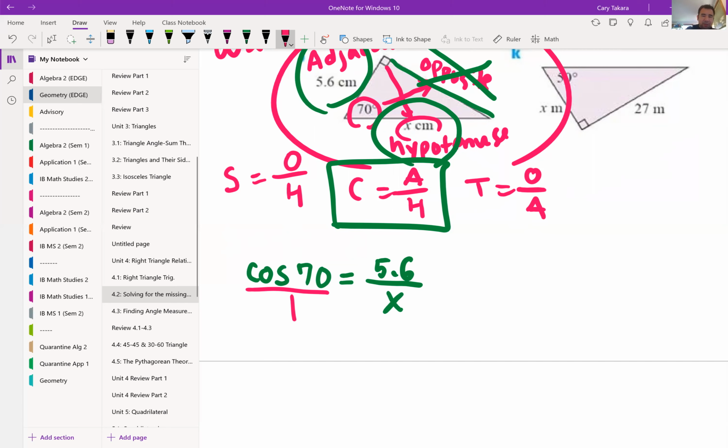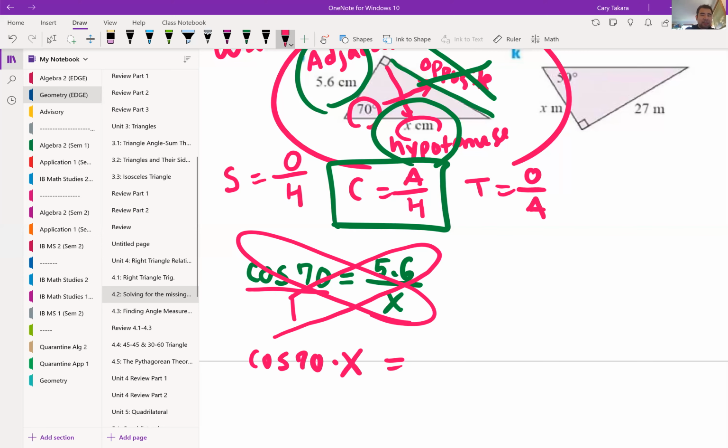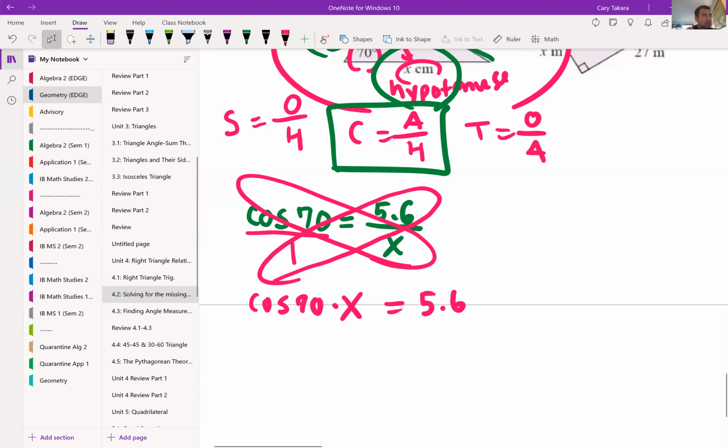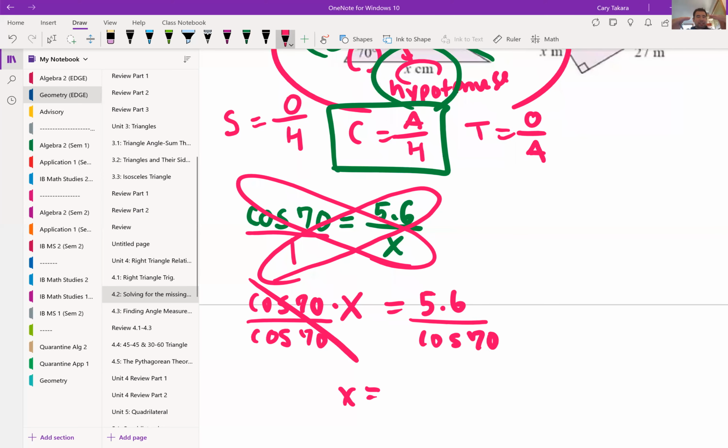But let's cross multiply. Cosine of 70 times x equals 1 times 5.6, which is just 5.6. Since you want to solve for x, just divide both sides by cosine of 70. And that cancels out cosine of 70. So x equals 5.6 divided by cosine of 70.